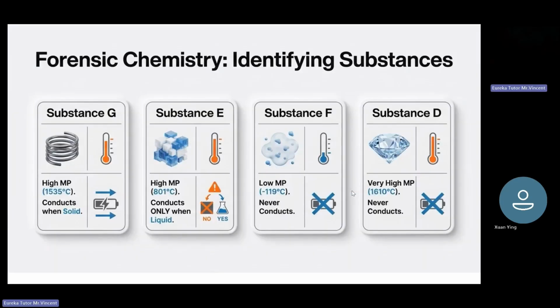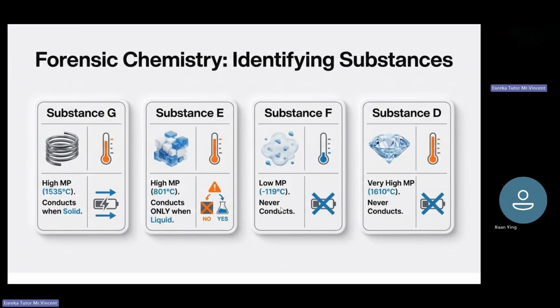Let's say from here, exams always give you the properties and ask you to identify the bonding type. If the question says it conducts when solid, we understand that it must be a metal. If it conducts only when liquid, most likely it is ionic. And if it does not conduct and has a low melting point, it never conducts, so it is simple covalent.